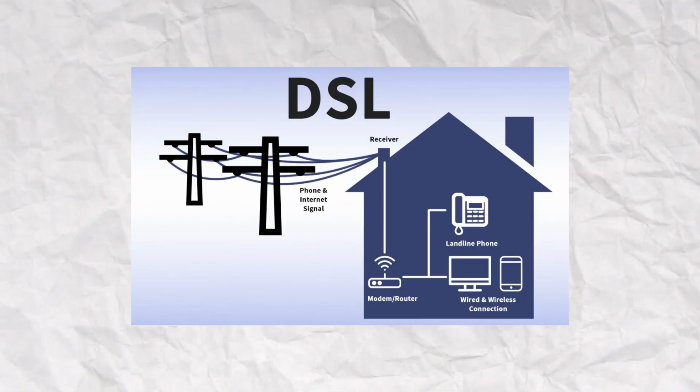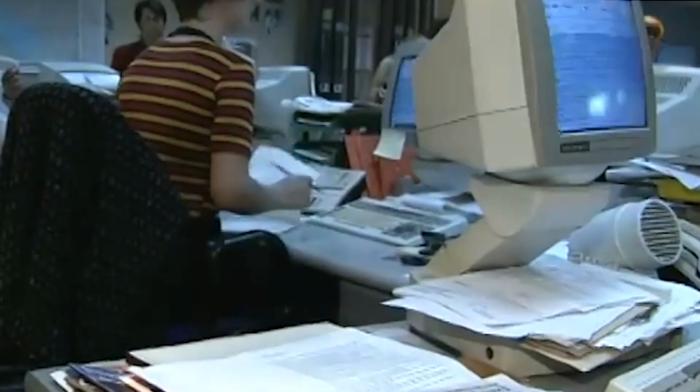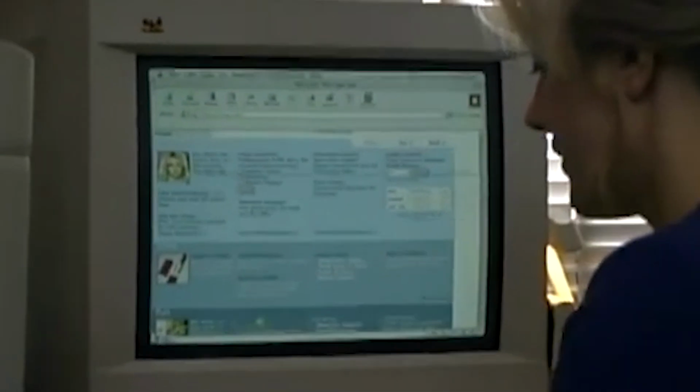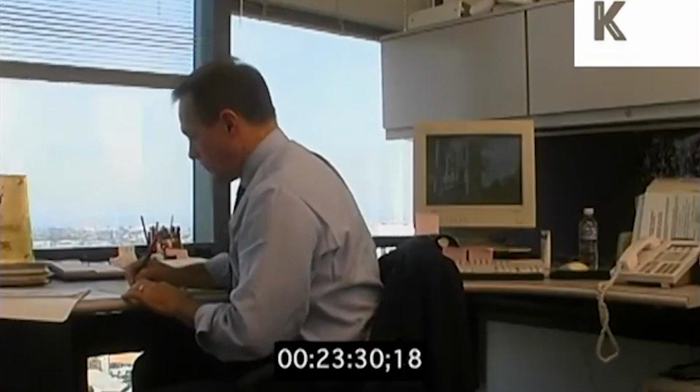The next major breakthrough came with digital subscriber line technology. DSL became commercially available in the United States during the mid-1990s, with major rollouts beginning around 1998 from telecommunications companies. The technology was revolutionary because it provided an always-on internet connection that didn't interfere with your telephone service.